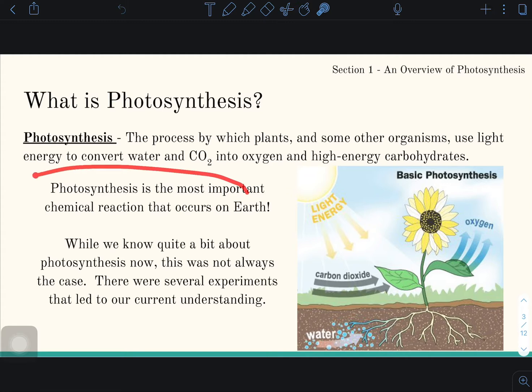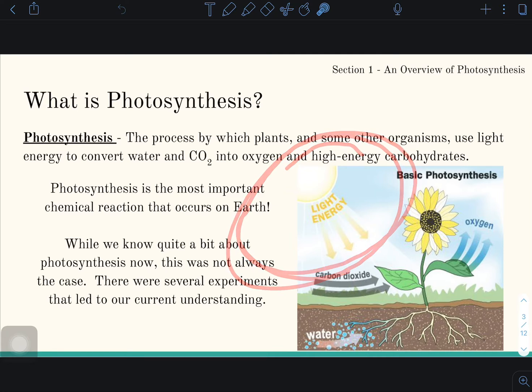It is probably classified by scientists as the most important chemical reaction that occurs on Earth. When we talk about energy, all energy originates from the sun. But we can't collect that energy from the sun directly as humans. We need to get that energy from something else, and plants are our solar-powered energy converters.